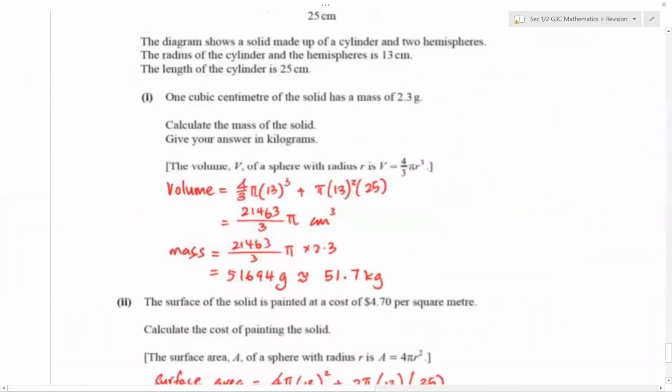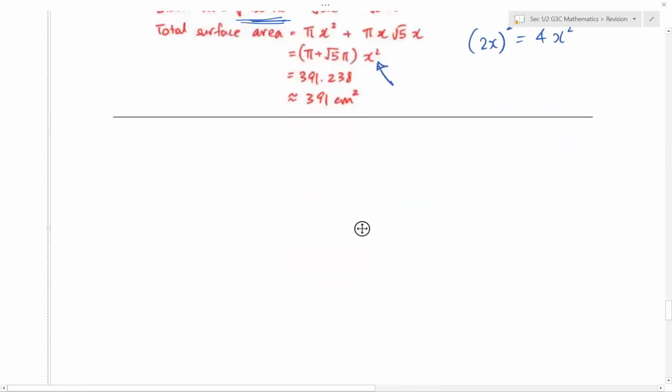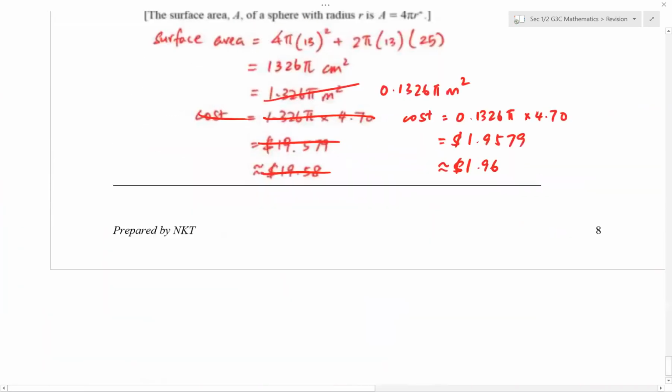Is this the last one? Oh, no, not yet. Okay, so as mentioned, no need to copy. I'll upload this after this lesson. Okay, last question now.